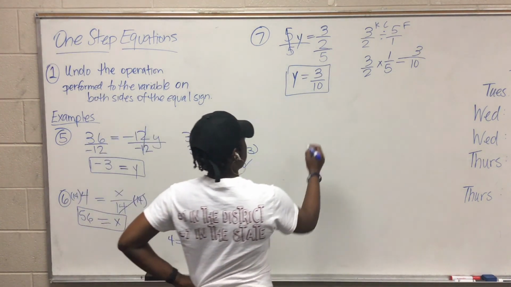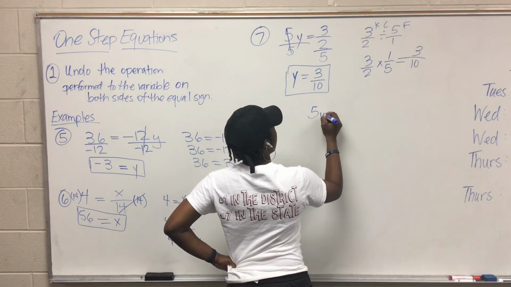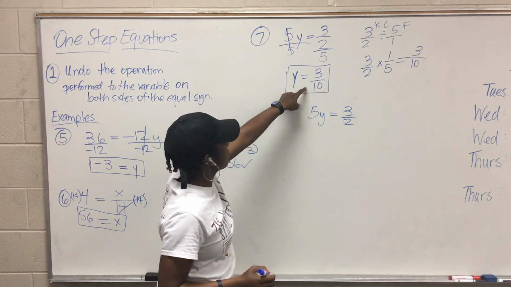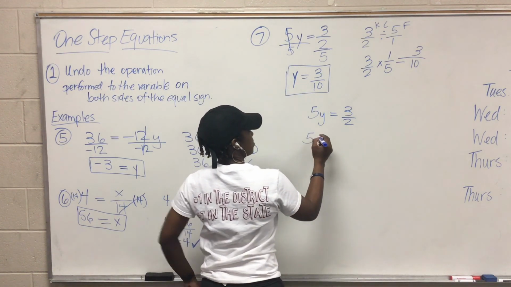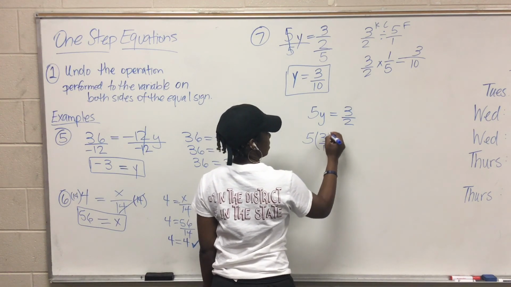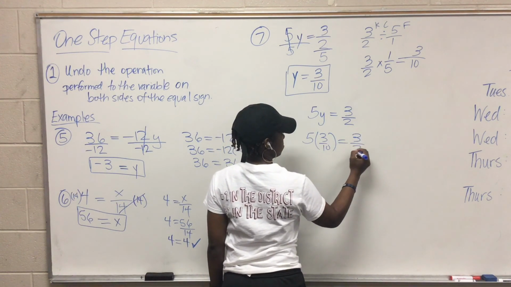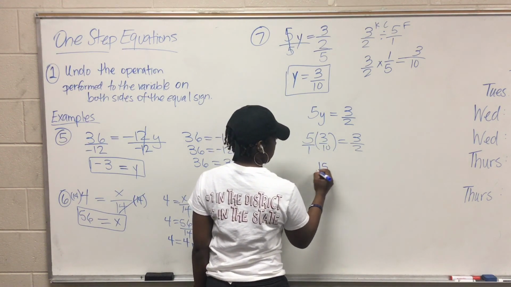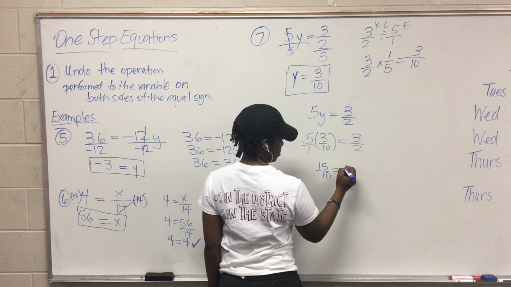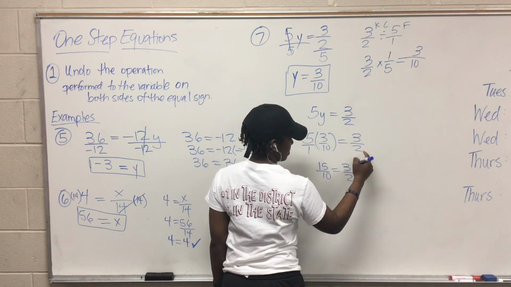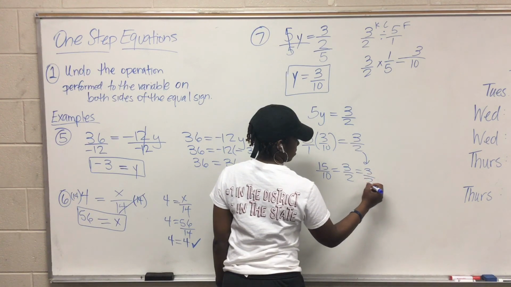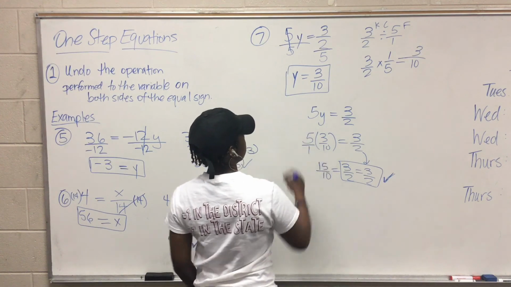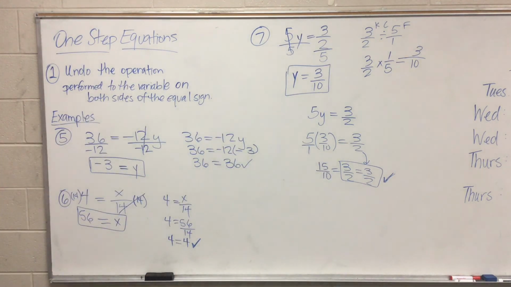If I wanted to check, I can write 5y equals 3 over 2. Sub in my answer for y, so that's 5 times 3 over 10. That should give me 3 over 2. If I multiply these two, I get 5 times 3, which is 15 over 10, which simplifies to 3 over 2, which still gives me my answer of 3 over 2. So I know it is correct. So y equals 3 over 10.